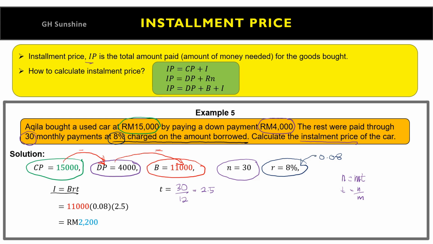So choose the best formula of IP. Here, choose the first formula, CP plus I. So CP plus I, substitute cash price and the interest amount. Therefore, the installment price of the car equal to RM17,200. So this one step by step, how we want to calculate the installment price using the information obtained.